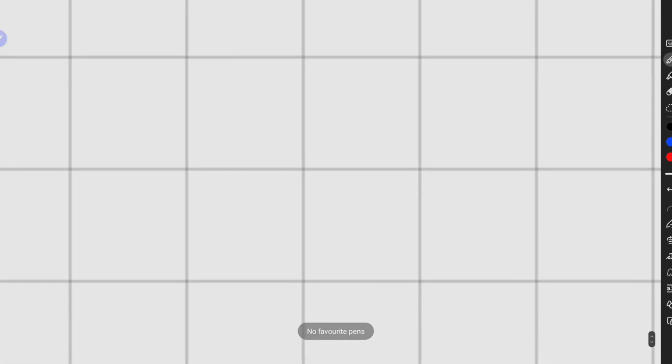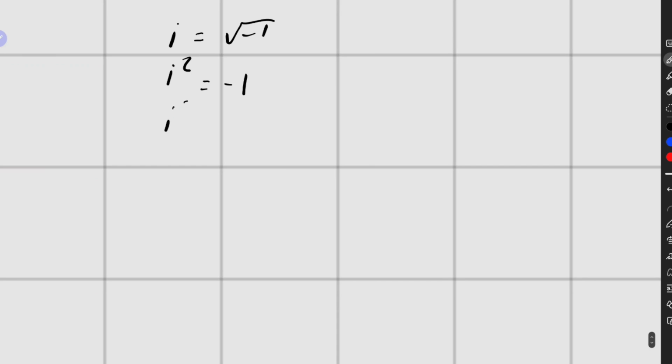So here are a few identities regarding the letter i that you'll need to remember. It's very important, so make sure you take notes and write this down. i equals the square root of negative 1. i squared equals negative 1. Why? Because when you square the square root of negative 1, the two cancel out, so you're left with just negative 1. i cubed equals negative i, and i to the 4 just equals 1.